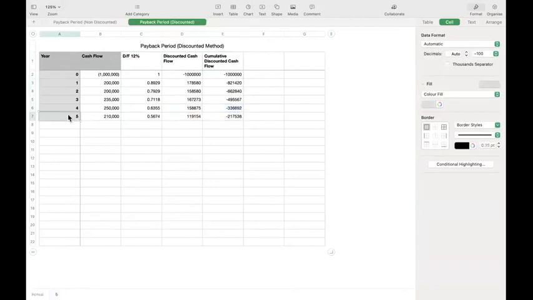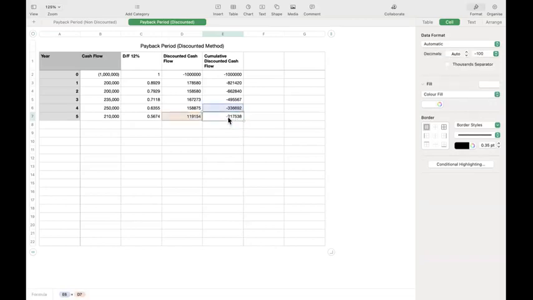So here we have minus 217,538 as our final amount in the 5th year. So as you can see, we don't have a positive amount in our cumulative discounted cash flow. Therefore, we cannot find the payback period, as the discounted cumulative cash flow is less than the initial investment as shown in the table. As shown on the screen, we cannot find the payback period.